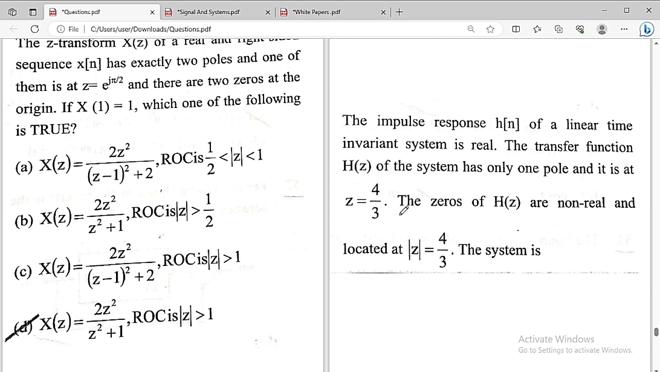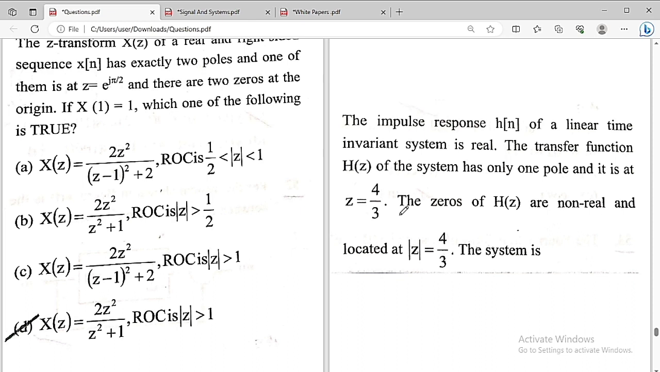So if you see clearly, for a linear time invariant system, the impulse response h of n is real. And the transfer function is the z transform of h of n. We have got h of z. And also they have mentioned that it has only one pole, which is at z is equal to 4 by 3. And the zeros of h of z are non-real. Non-real means they are not purely real, they are complex in nature. And they are located at mod z is equal to 4 by 3. So at a radius of 4 by 3 they are present and they are not real.